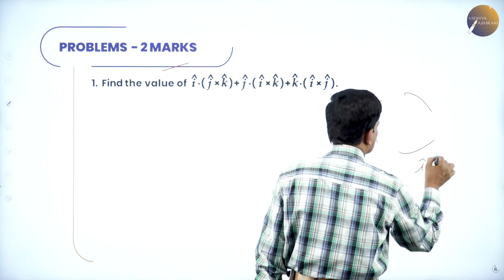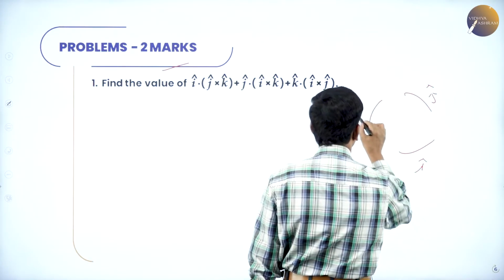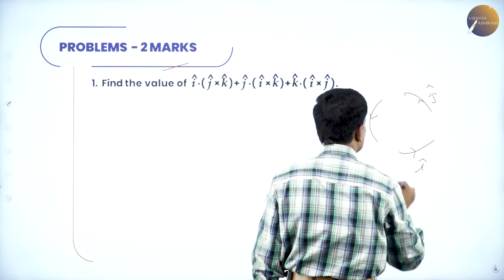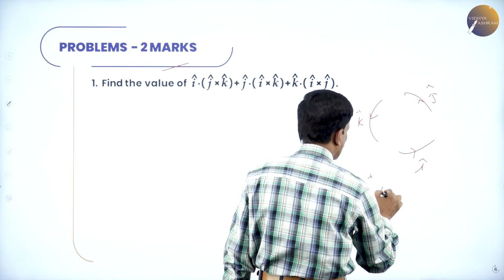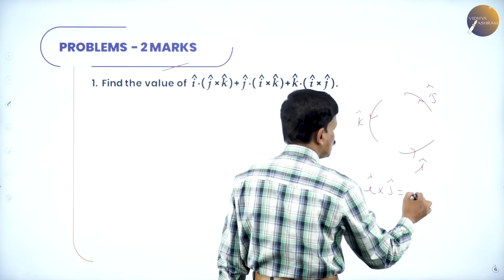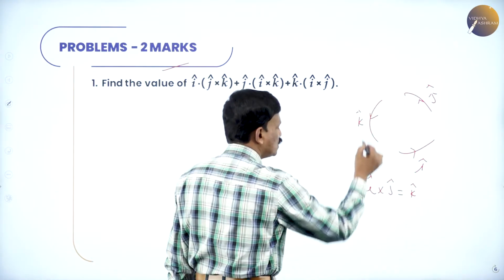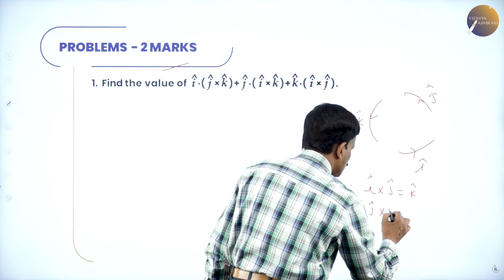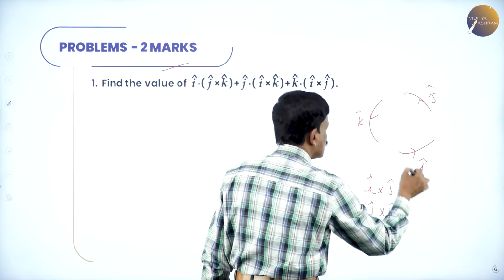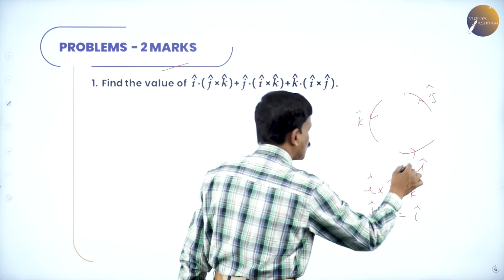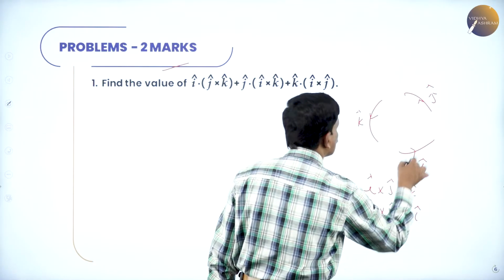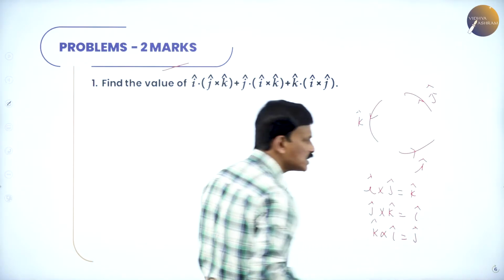So, this is vector I, J and K. Vector I, J and K. So, if I write I cross J is equal to vector K. I into J is K. Again J into K. Vector J cross K is equal to vector I. Again K cross I is equal to J. This is the cyclic order.